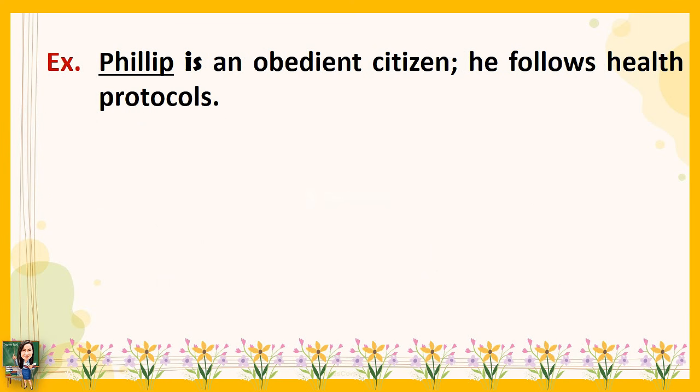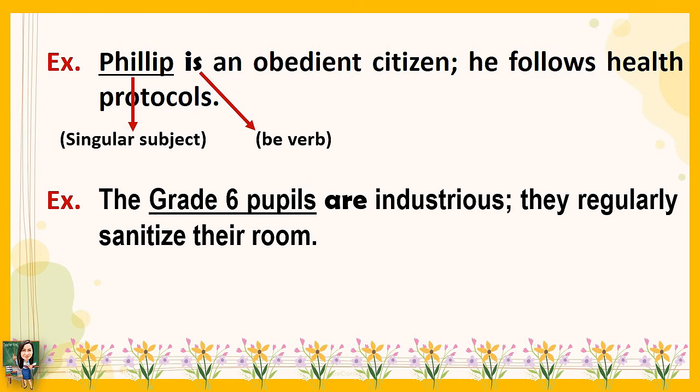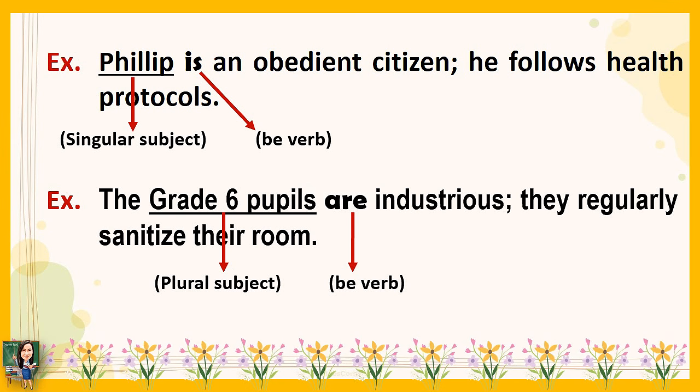Another example, Philip is an obedient citizen. He follows health protocols. Philip is a singular subject, and we use is as the be verb because Philip is a singular subject. Another example, the grade 6 pupils are industrious. They regularly sanitize their room. So grade 6 pupils is the plural subject, and are is the be verb. We use are because the subject is plural.